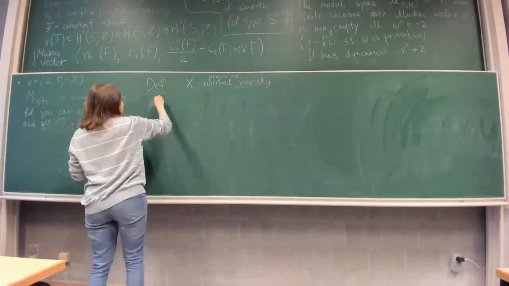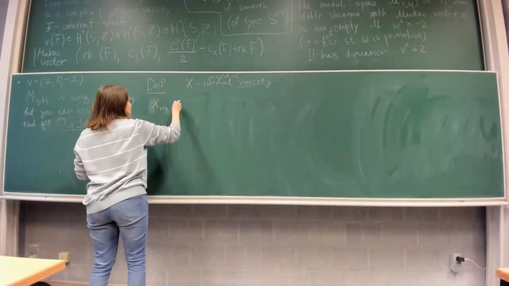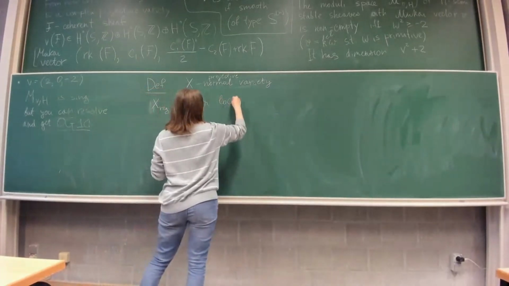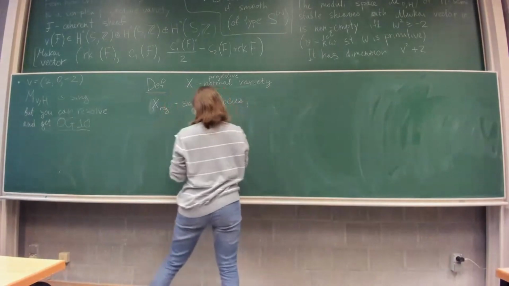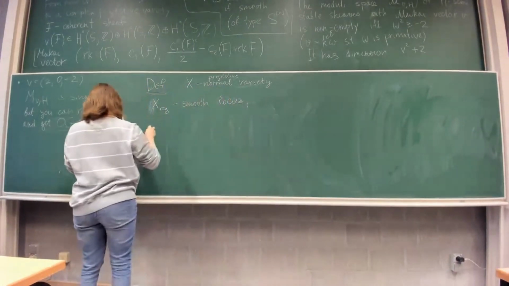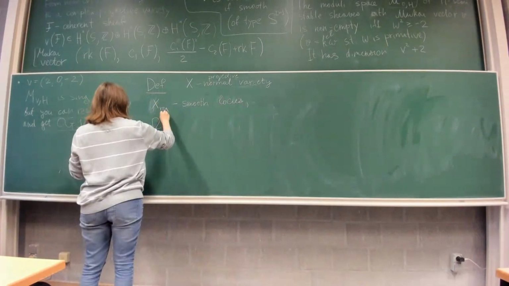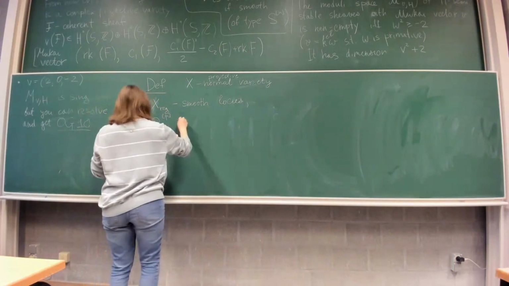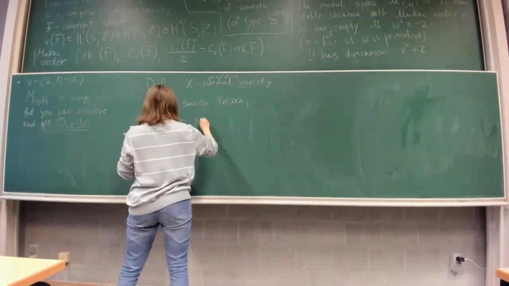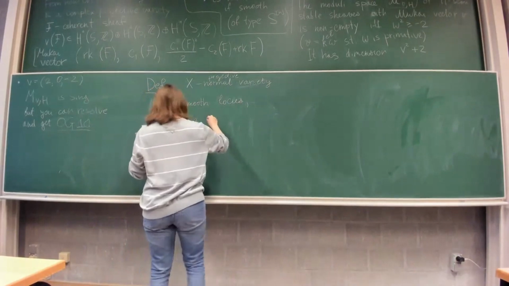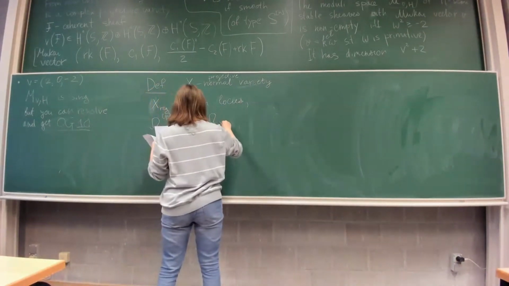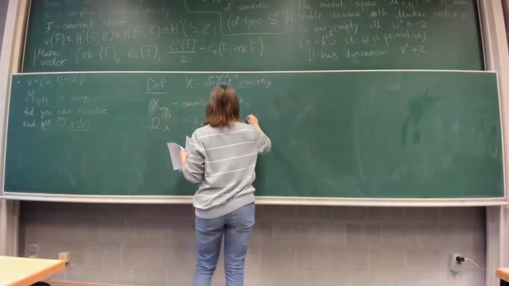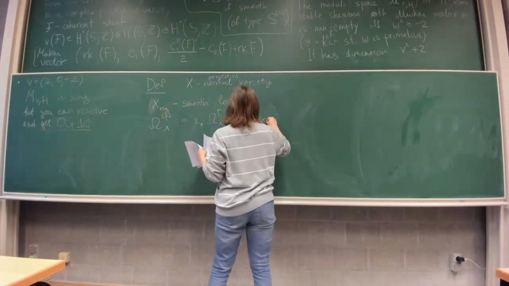Let me also say that X regular is the smooth locus. This is just a notation so far, so I don't define anything. And we say that this is the so-called sheaf of reflexive forms. This is just the push forward via the inclusion of the regular locus. So this is the so-called reflexive forms.